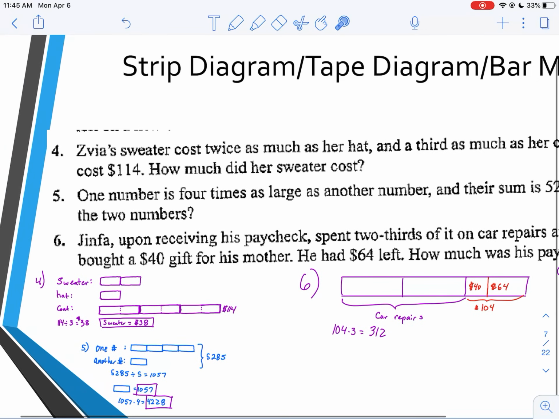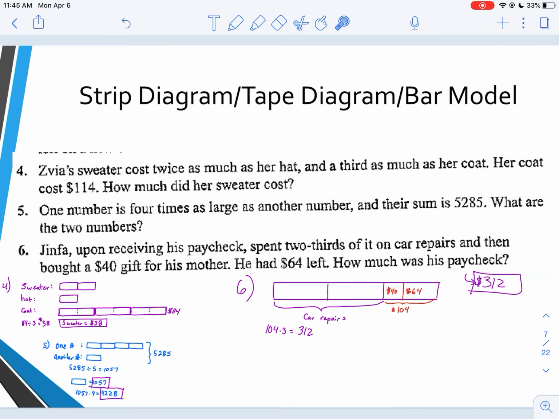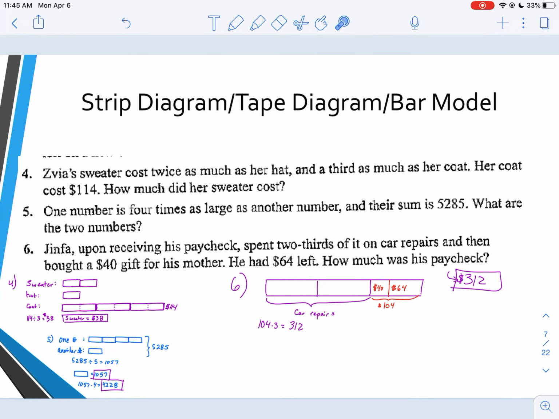Number 5, we see one number is 4 times as large as another number, and their sum is 5,285. What are the two numbers? So we see one number here and another number. This number is 4 times this one, and together it's 5,285. So I see there's 1, 2, 3, 4, 5 equal parts. So I can divide that into fifths, and I see that each box is 1,057. So one number must be that, the other number is 4 times that, and there are 2 numbers.